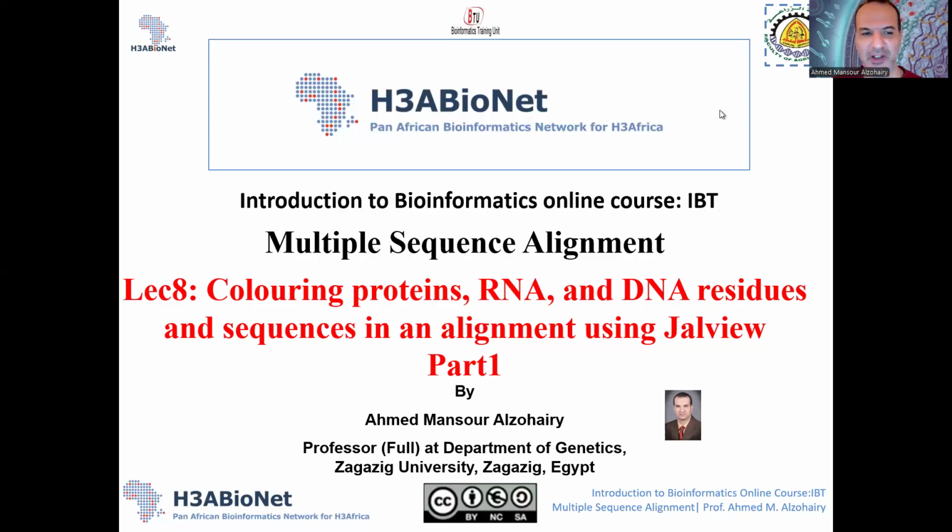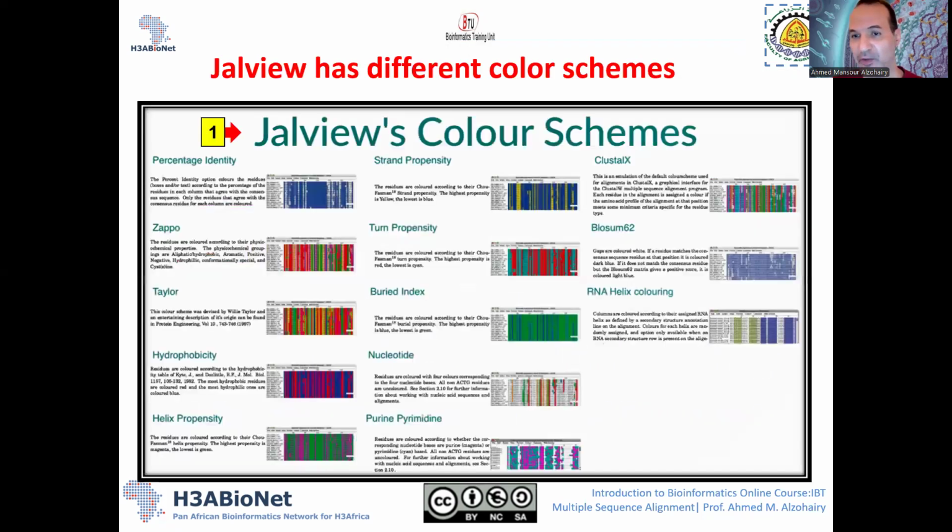Now we'll come to lecture 8, and lecture 8 actually has 3 parts because it includes a very important topic, which is how to color protein, RNA, and DNA residues and sequences in the alignment using Jalview. So you will see many coloring schemes, and we will try to describe the difference between each one of them and why we can use each one of them and in which cases.